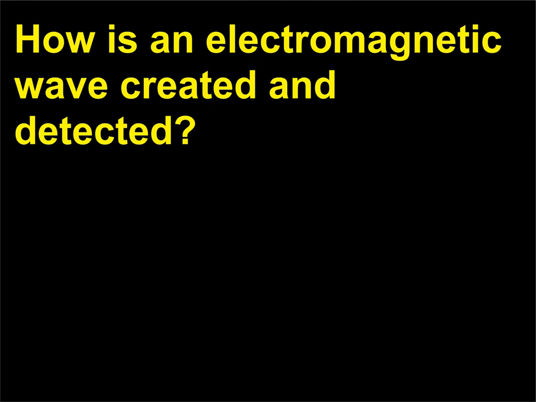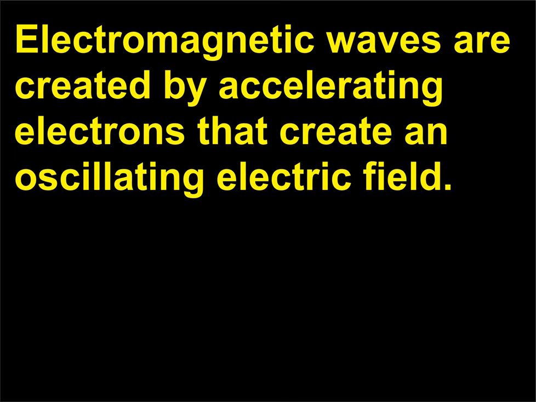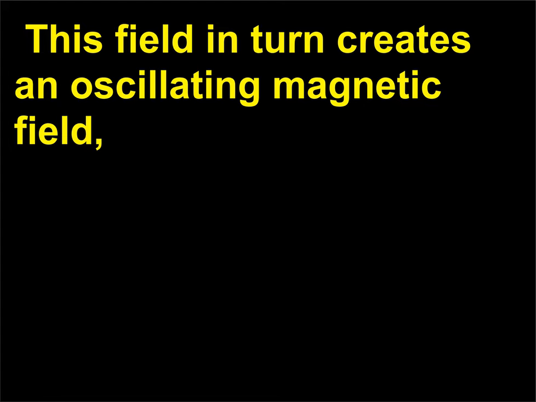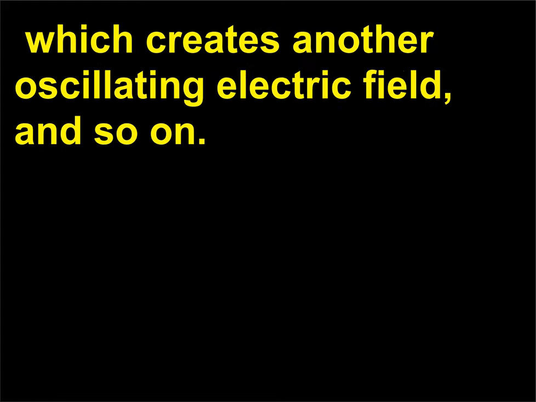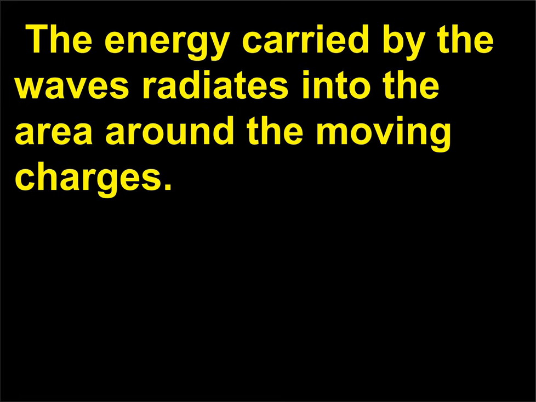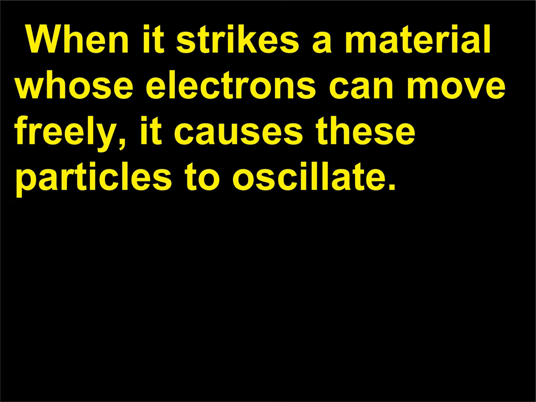How is an electromagnetic wave created and detected? Electromagnetic waves are created by accelerating electrons that create an oscillating electric field. This field in turn creates an oscillating magnetic field, which creates another oscillating electric field, and so on. The energy carried by the waves radiates into the area around the moving charges. When it strikes a material whose electrons can move freely, it causes these particles to oscillate.